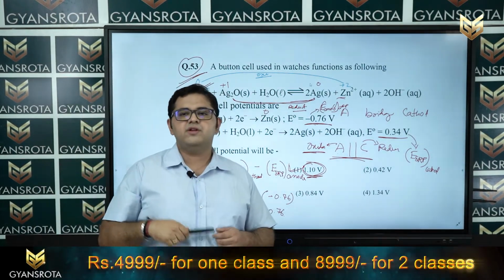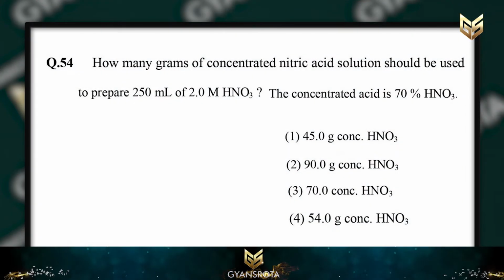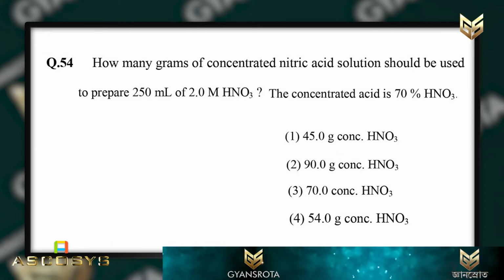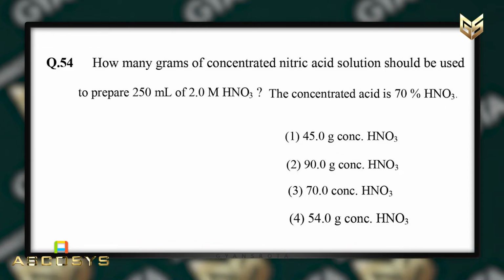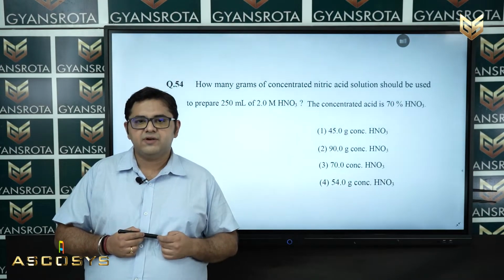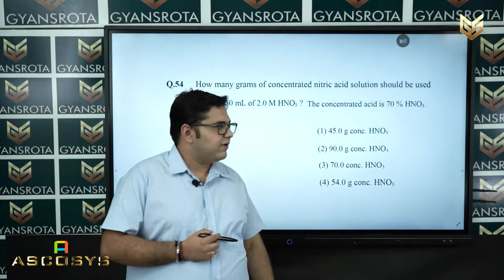So, now we are moving to another question, that is question number 54. Question number 54 is on your screen. How many grams of concentrated nitric acid solution should be used to prepare 250 ml of 2 molar nitric acid? The concentrated acid is 70% nitric acid. This question comes from your very first chapter, the some basic concepts from your class 11 NCERT. So, now we are moving to the solution part.